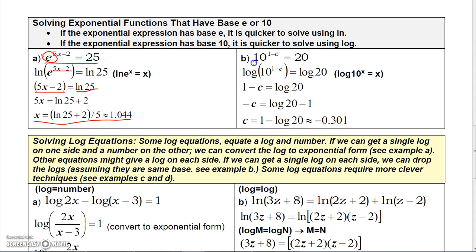If your base is base 10, then you want to use the common log, because if you take the common log of 10 to a power, you just get the power. So in this example, I'd have the power 1 minus c equals the log of 20, and then I can solve that, subtract 1 from both sides, then divide by negative 1. So if I subtract 1, I get minus c equals the log of 20 minus 1. But then if I multiply or divide both sides by negative 1, you get c equals 1 minus the log of 20, which is this.